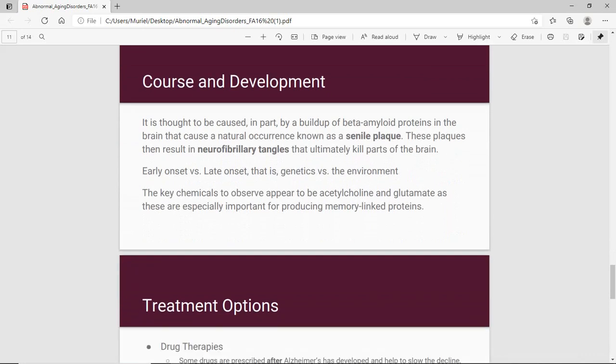So, course and development. It is thought to be caused in part by a buildup of beta-amyloid proteins in the brain that cause a natural occurrence known as a senile plaque. These plaques then result in neurofibrillary tangles that ultimately kill parts of the brain. Early onset versus late onset, that is genetic versus the environment. The key chemicals to observe appear to be acetylcholine and glutamate, as these are especially important for producing memory-linked proteins.